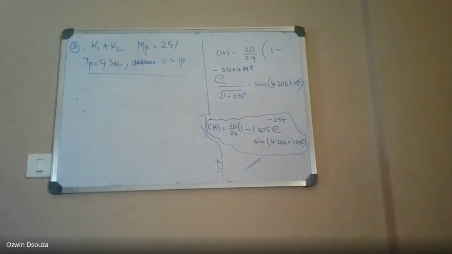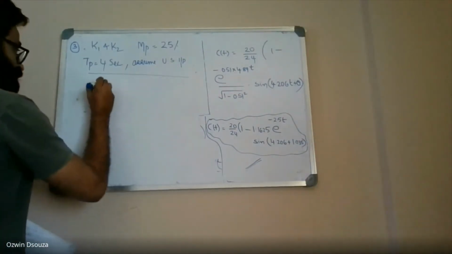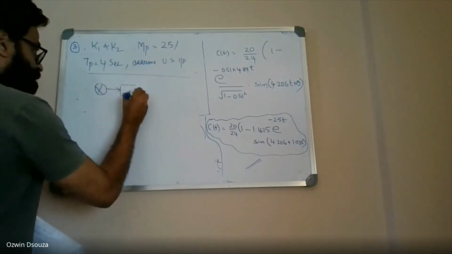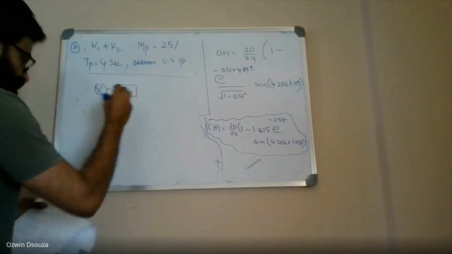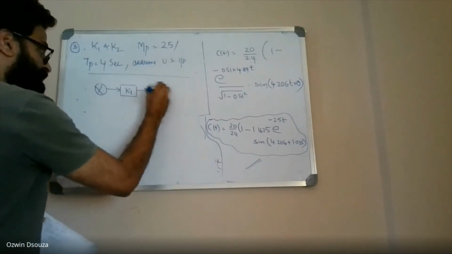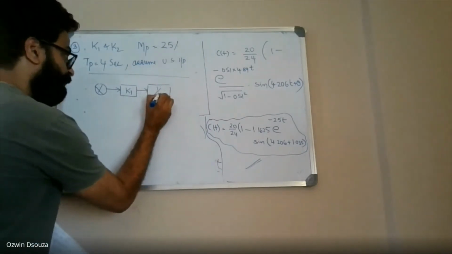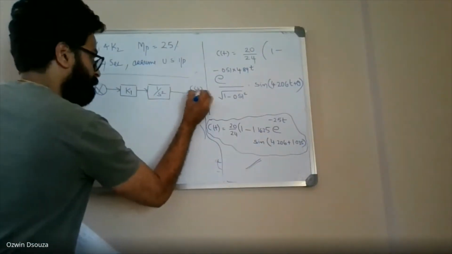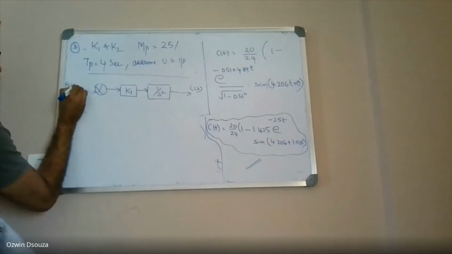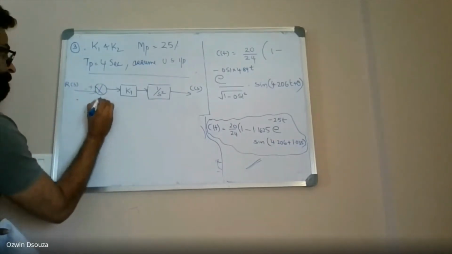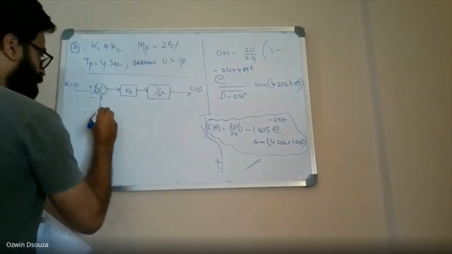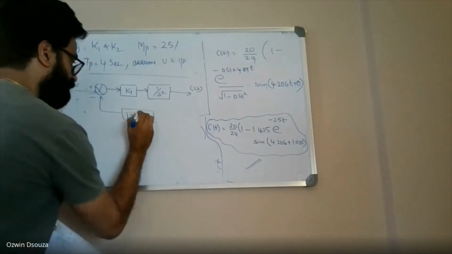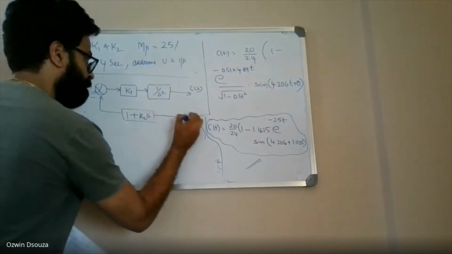Assume unit step input. The given system is something like this. This is K1 in cascade with our double integrator 1 by s square, with C of s as output and R of s as input. And then you have this feedback path, which is not unity in this case. It is some K2 into s.